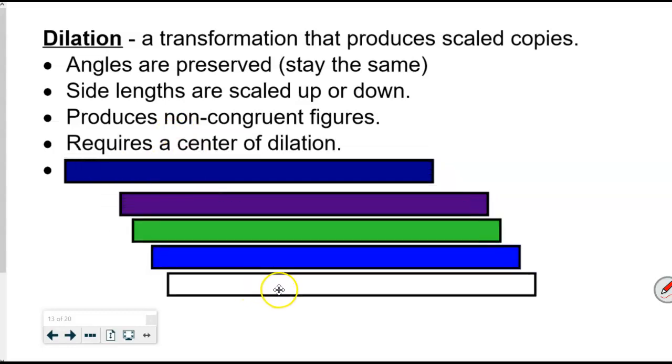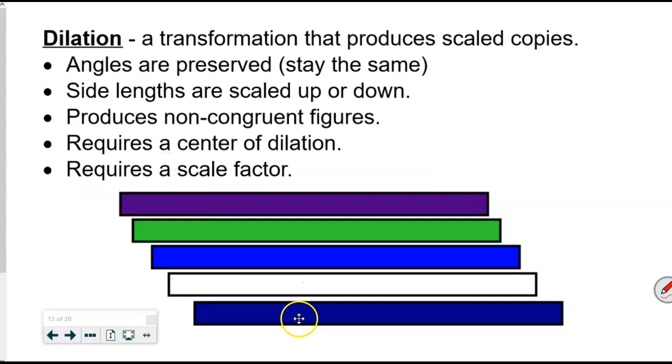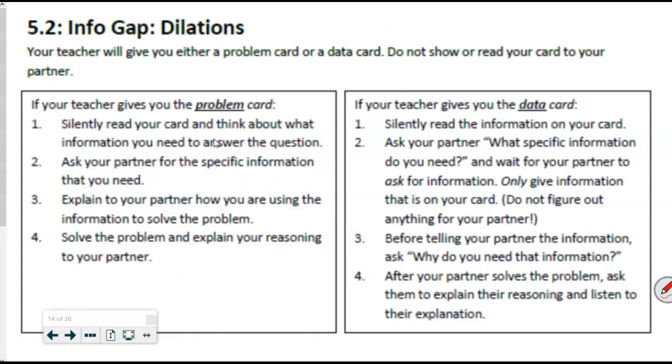What else do you know, Liz? Yep. When we are doing a dilation, you have to tell me the center. We're going to be seeing that today. So whenever we're describing a dilation, you should be saying the center of dilation is, because that is a requirement. What is the last thing that we have here, Andrew? It also requires a scale factor. So when you're describing that dilation, you'll say the center of dilation is blah, blah, blah, and the scale factor is blah, blah, blah. We're going to put that to practice here.